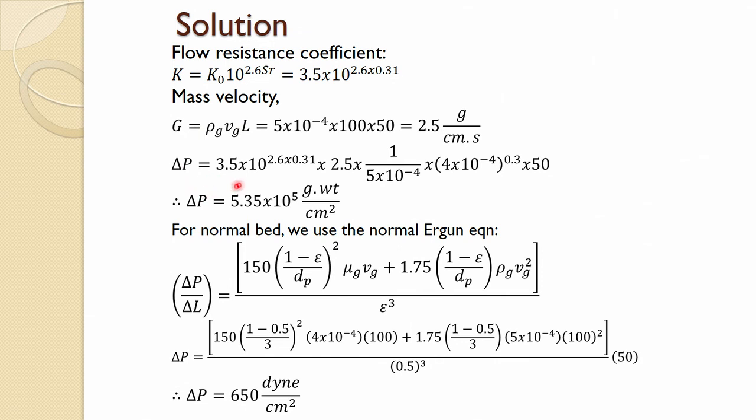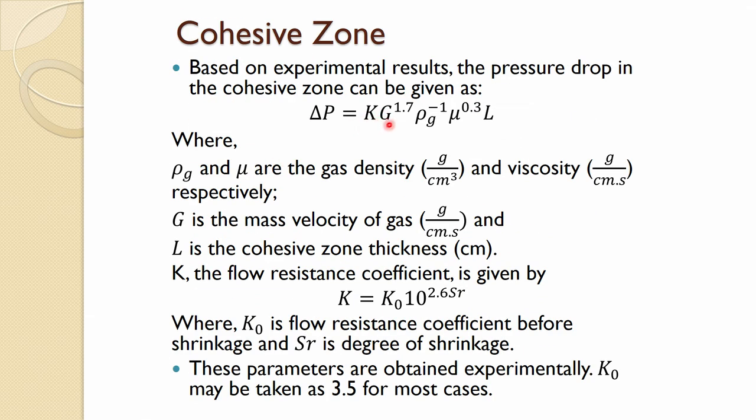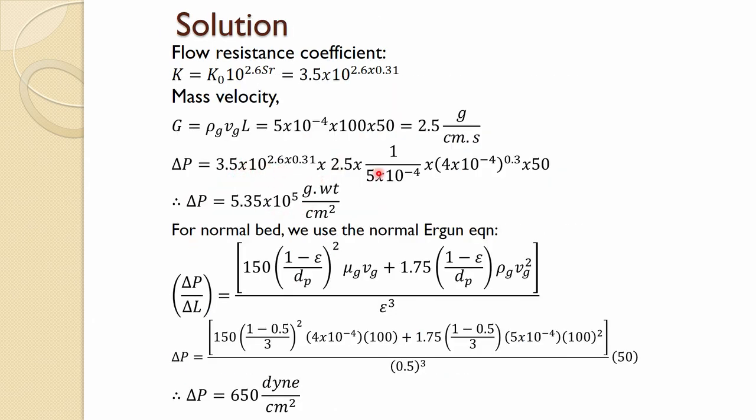So, now we have almost all the values here. We substitute these values into this formula. So, essentially what we get is 5.3 into 10 to the power 5 gram weight per centimeter square. I think we have to look at this unit. For the normal bed, we use the normal Ergun equation, which is given by this, which you are quite familiar with, and void fraction is given as 0.5 in that normal condition, and all other things are given. So, if you just put those values, viscosity, gas velocity, diameter 3 centimeter, void fraction 0.5, gas density, velocity, and the delta L is 50, you get the pressure drop 650 Joule per centimeter square.